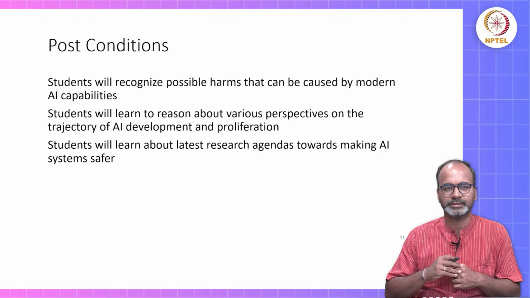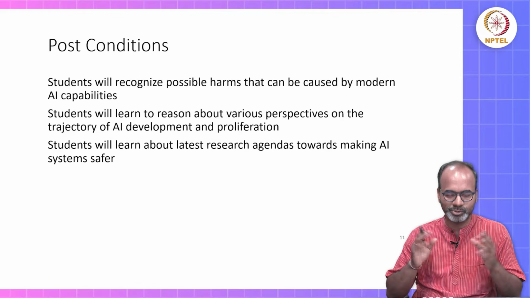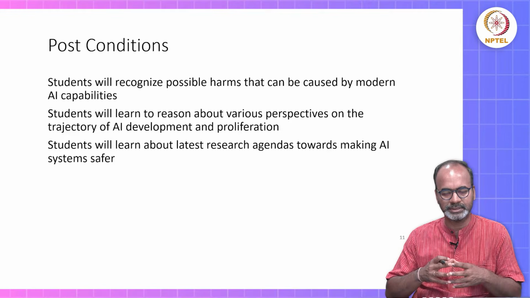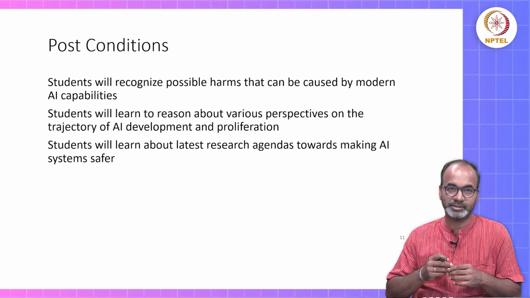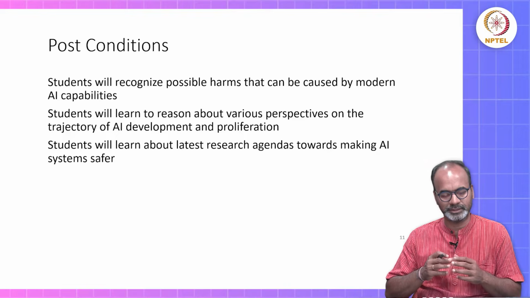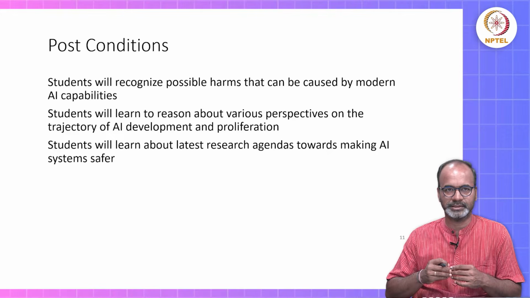Coming to the course, we had actually set out to achieve these 3 different post-conditions for this course. One is students will recognize possible harms that can be caused by modern AI capabilities. Second, students will learn to reason about various perspectives on the trajectory of AI development and proliferation. Students will learn about latest research agendas towards making AI systems safer.